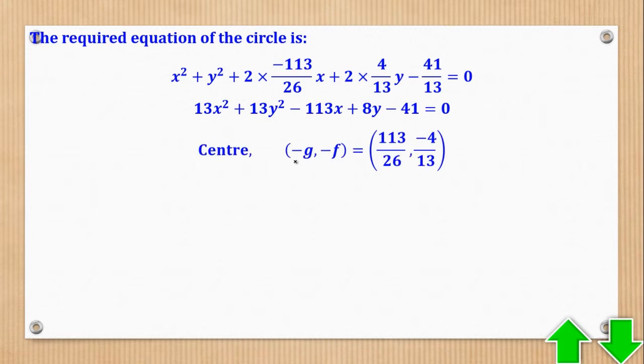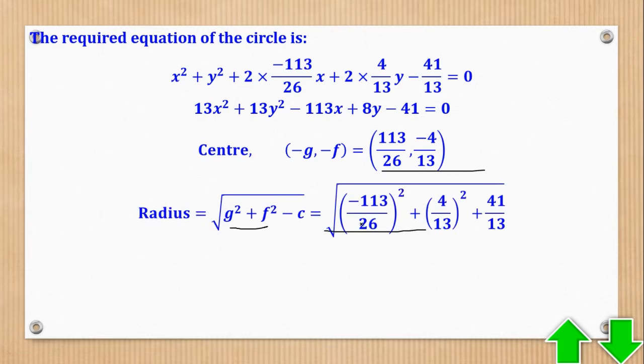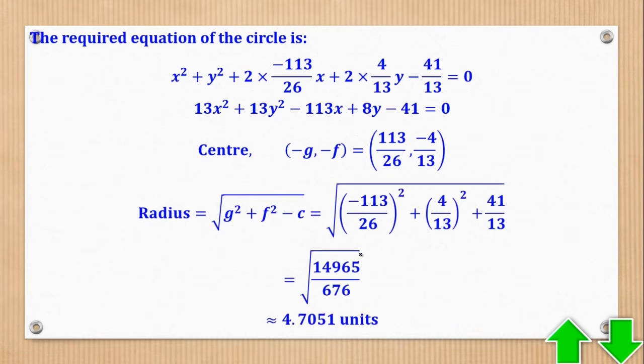The center, they also wanted the center. Center is negative G, negative F, which is that. And the radius is given by this formula. Substitute. Then use a calculator to come up with that. So now we shall go to part B.